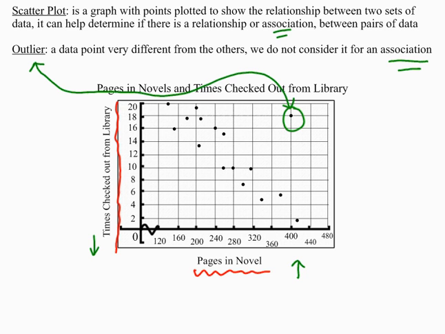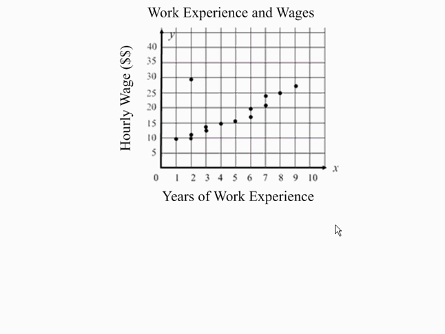So let's go back and take a look at this graph. And as we're looking at it, let's take into some consideration what the data sets are. Now we notice that on the x-axis, the years of work experience, that's a data set, and the hourly wage is the other. So let's ask ourselves some questions. Is there an outlier involved in this data set? Well, we see one right up here.